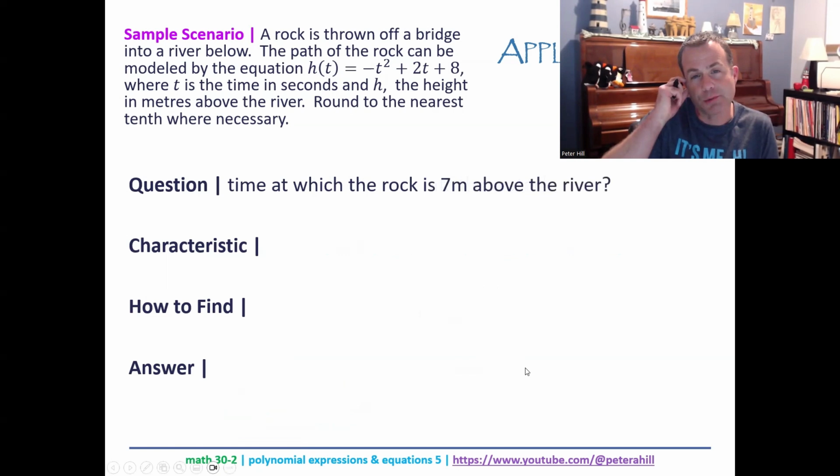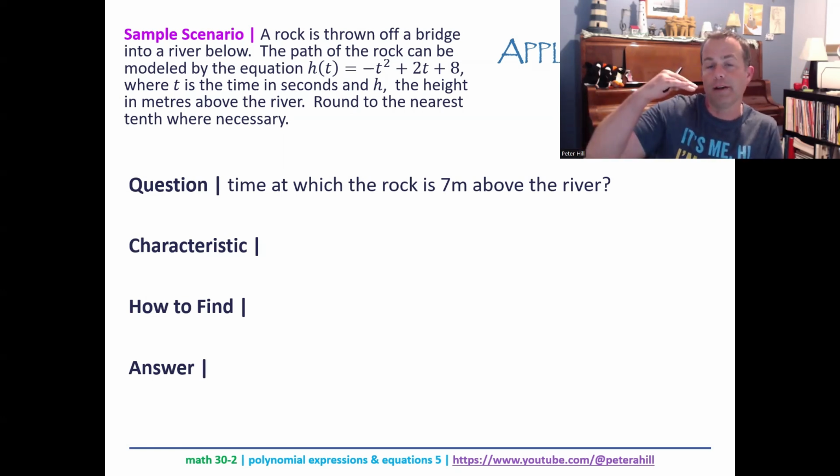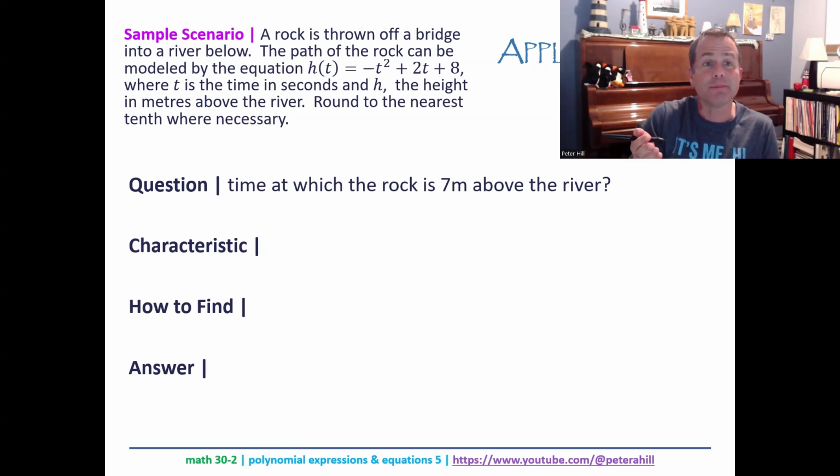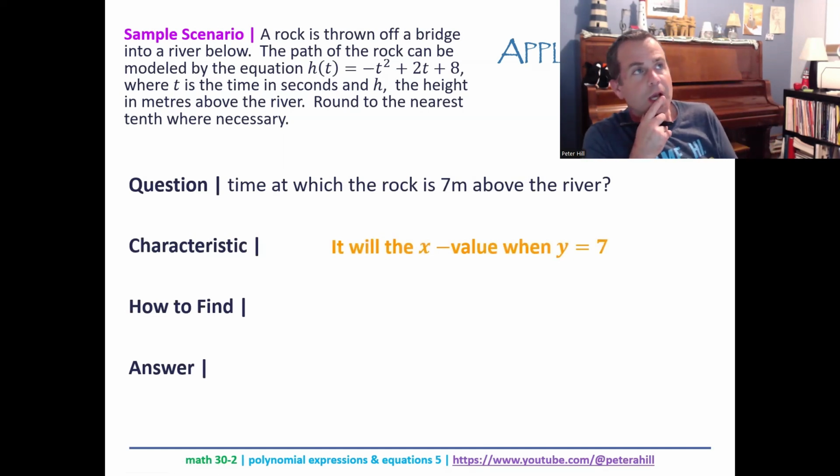All right, the time at which the rock is 7 meters above the river. Now, what I want you to see there is you are given a y value and you're being asked for the x value. You're being asked for the timestamp when the y value is 7. So really, this is similar to the last question, where you were essentially asked for the timestamp when the y value is 0. Now it's the timestamp when the y value is 7. It's the x value when the y is 7.